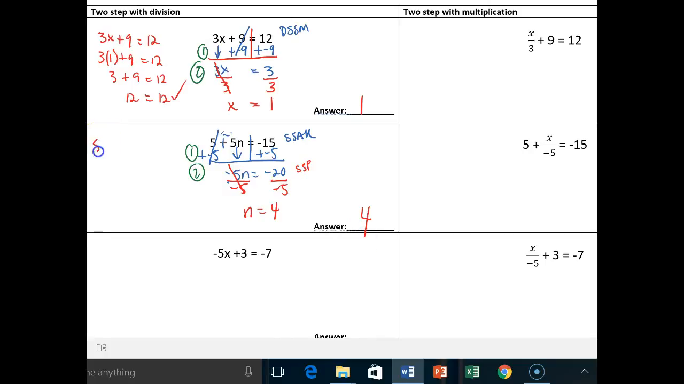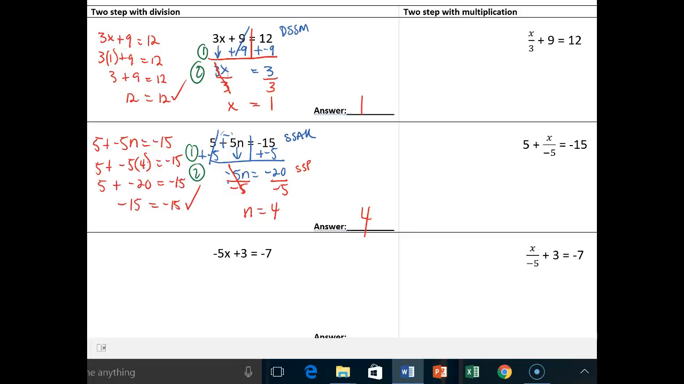So again, always check by rewriting out the equation exactly how it was, and then plugging your answer in. So 5 plus negative 5 times, we said our answer was 4, is equal to negative 15. So we're asking ourselves, is 5 plus negative 20, that's the negative 5 times 4, equal to negative 15? And while this is DSSM, I get negative 15. 5 plus negative 20 is negative 15, equal to negative 15. So therefore, we know we are correct. I'd pause the video if I were you and do the remaining problems in that column.